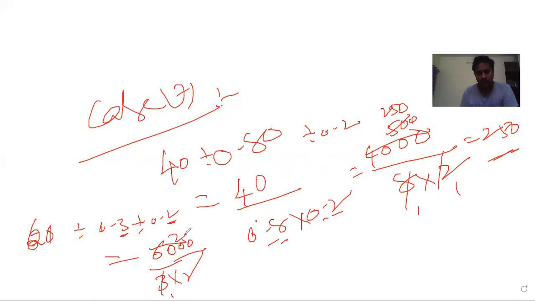3 1s are 3, 3 2s are 6, 0 0 0. 2 1s are 2, 2000. So 1000 is the answer. So in this way, we find these fraction values which are in the form of decimals.